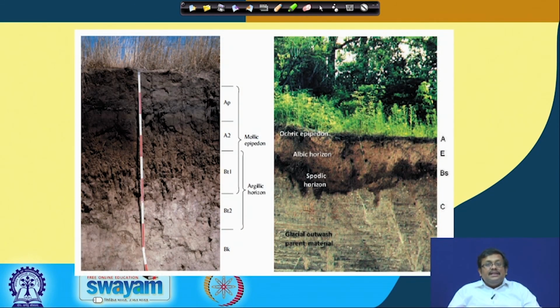So, in a nutshell, you can see in this picture the different surface and subsurface horizons. Here you can see surface ochric epipedon and subsurface albic horizon, spodic horizon, and below that there is some parent material and glacial outwash. So, in this session you got an idea about the important surface diagnostic horizons and subsurface diagnostic horizons. In the next session we will be discussing soil moisture regime, soil temperature regime, and 12 different soil orders. Thank you very much.